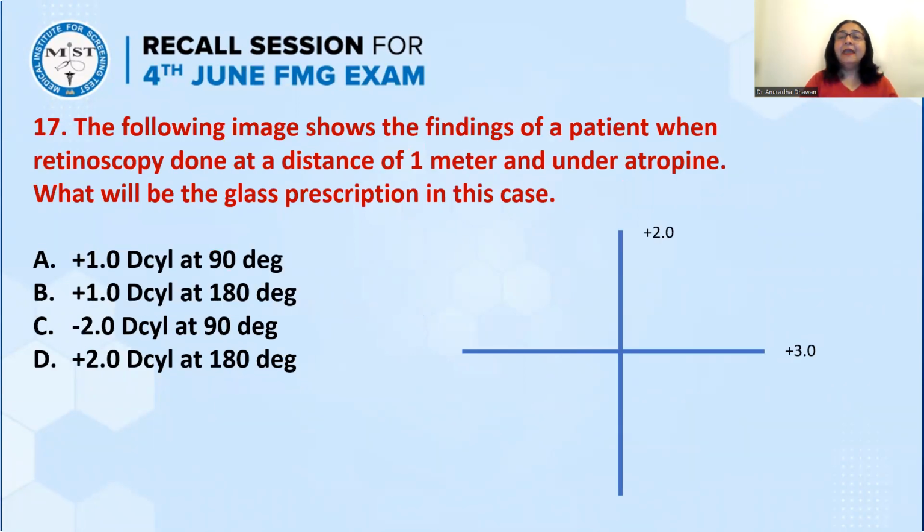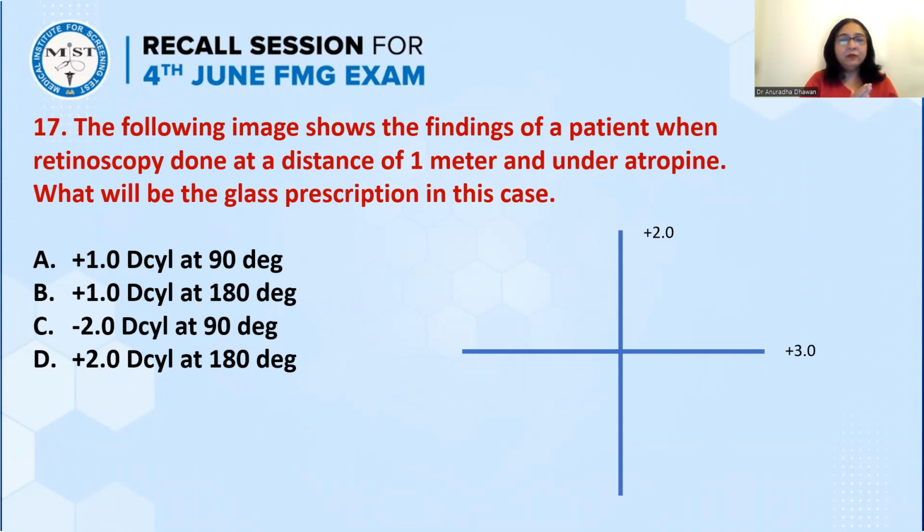Then this was a new question based upon the refraction as far as the FMG exam is concerned. Similar questions have been coming in the NEET PG, but this time they asked in the FMG exam also. They gave you the retinoscopy findings. Okay, so they showed you an image of the retinoscopic findings. Most likely the question was like this, that the retinoscopy is done at a distance of 1 meter under atropine. What will be the glass prescription in this case?